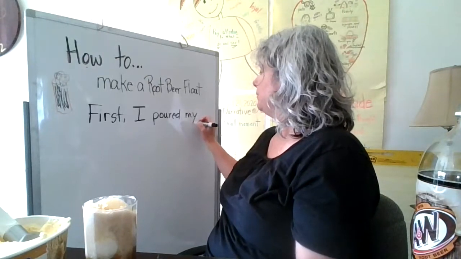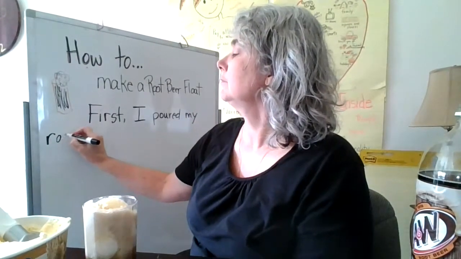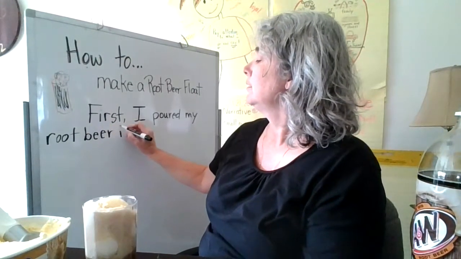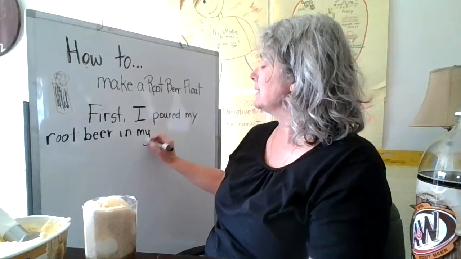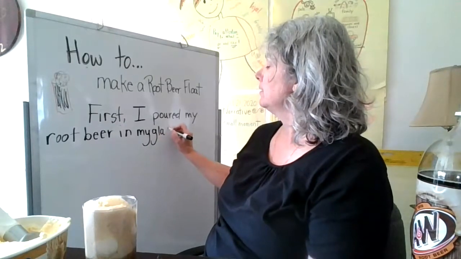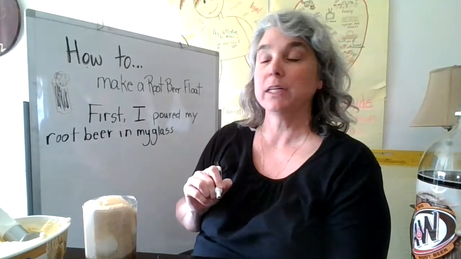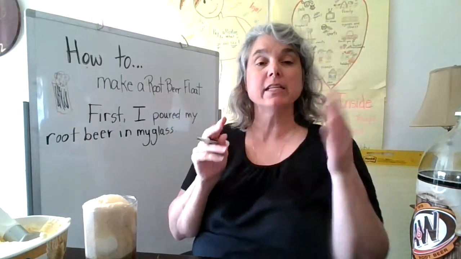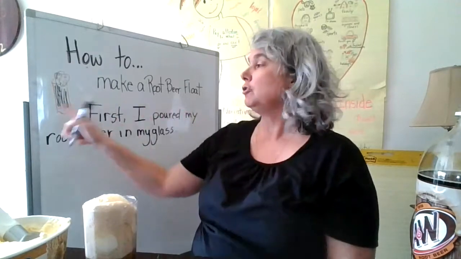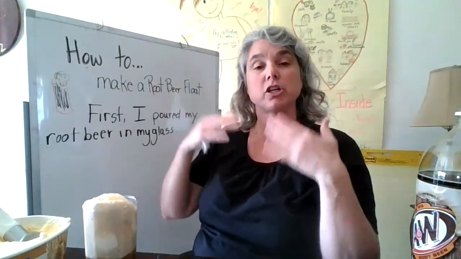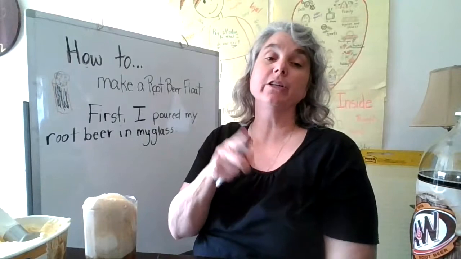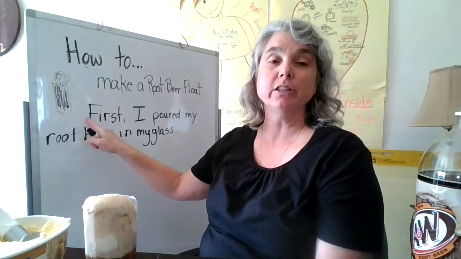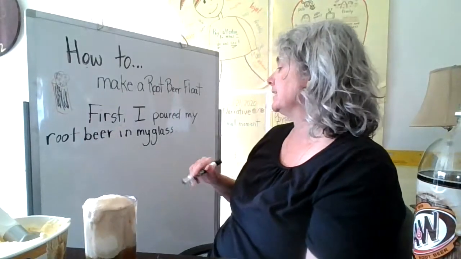my root beer in my glass. I want you to notice that I left some room in the front because in paragraphs, we call it indenting. You need to leave this space every time you start a new paragraph. That way your reader knows that it's a new paragraph. It's called indenting, and you just leave a little extra space in front of that first sentence.